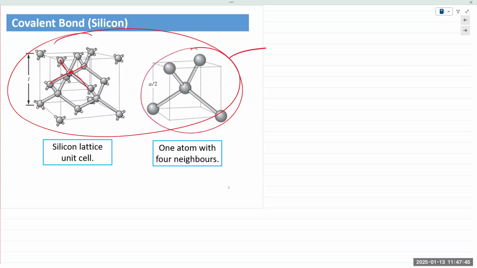So each one is bonded with 4 neighboring atoms. And each one of those silicon atoms shares 1 electron each. So it forms a covalent bond. Okay. At absolute zero, all of these bonds are in place. All of the electrons are in place.